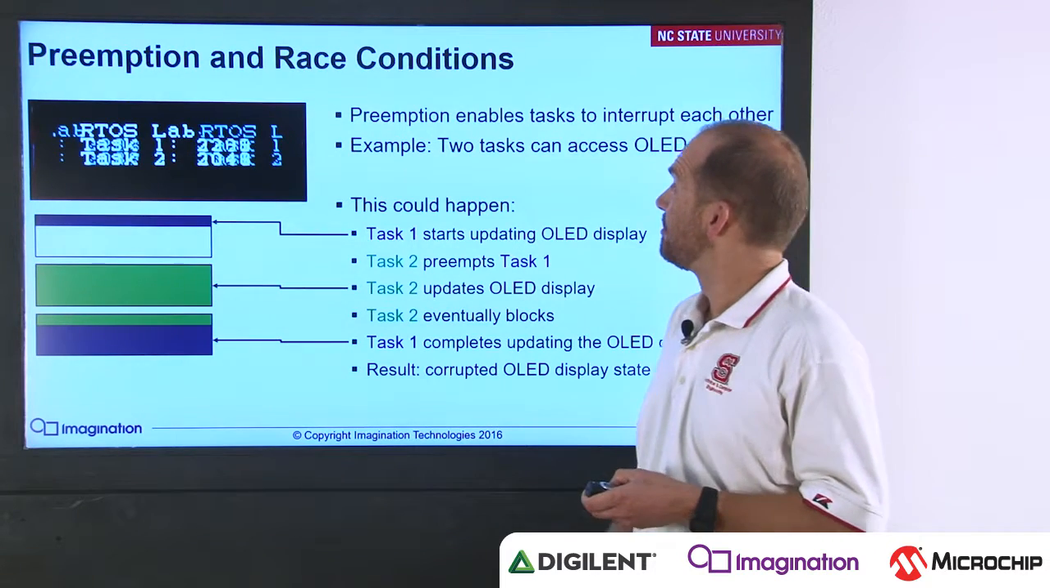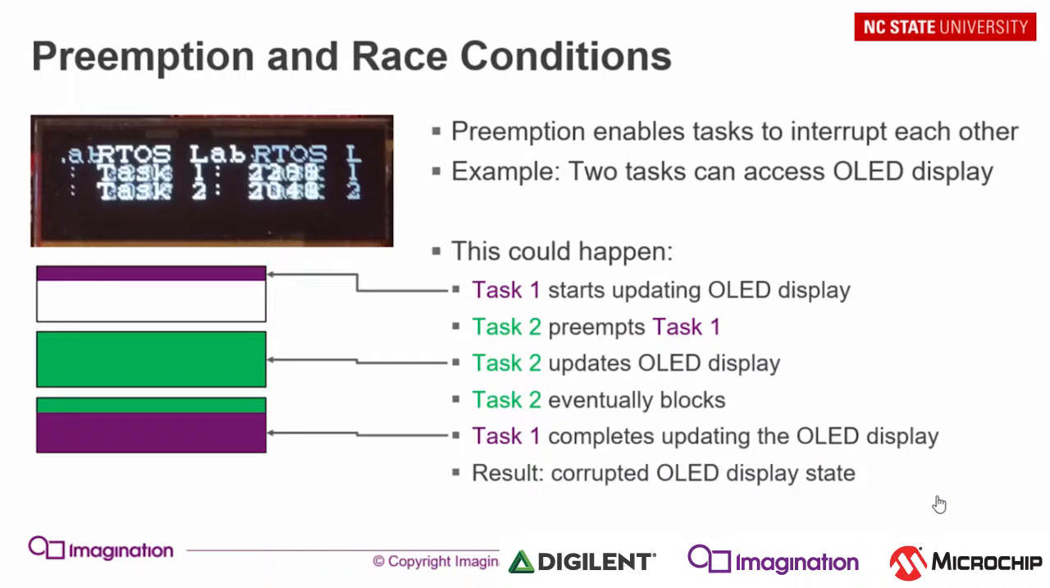And then we get to preemption and race conditions. This is a fun part because we have an application that makes it very clear what the problems with data race conditions are. We have two tasks that are both trying to update the OLED display on the basic I/O shield expansion on the Wi-Fi board.